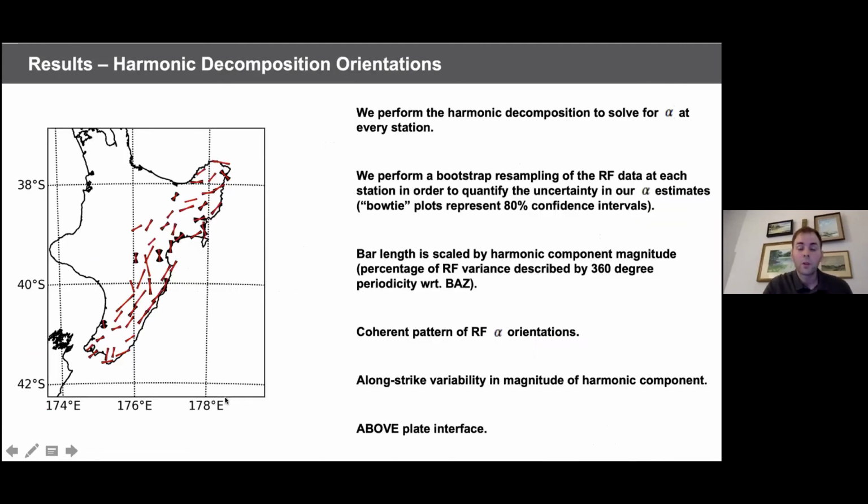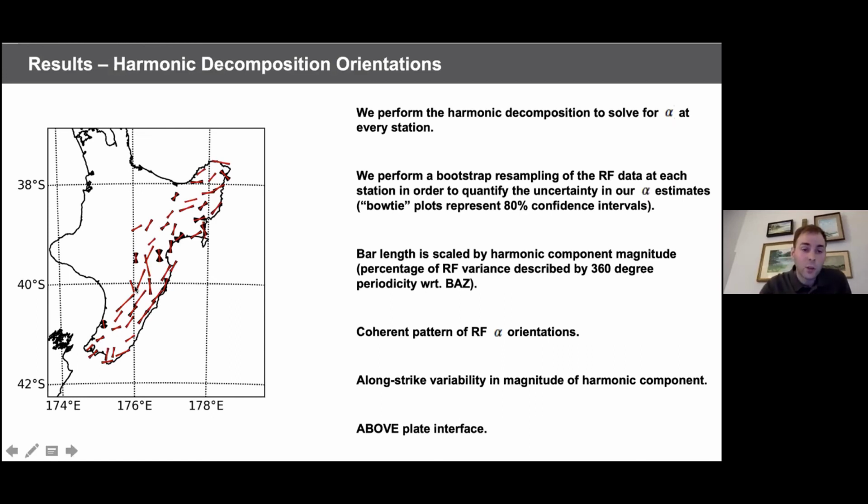So what we've done for all of the stations is we've computed our receiver functions, computed our harmonic decomposition, and solved for this alpha parameter. So this represents the strike of dipping structure or the trend of plunging anisotropy beneath each of the individual stations over the Hikurangi forearc. And we perform this analysis only at a time window associated with structure above that black dotted line I showed earlier. So only structure within the overriding plate.